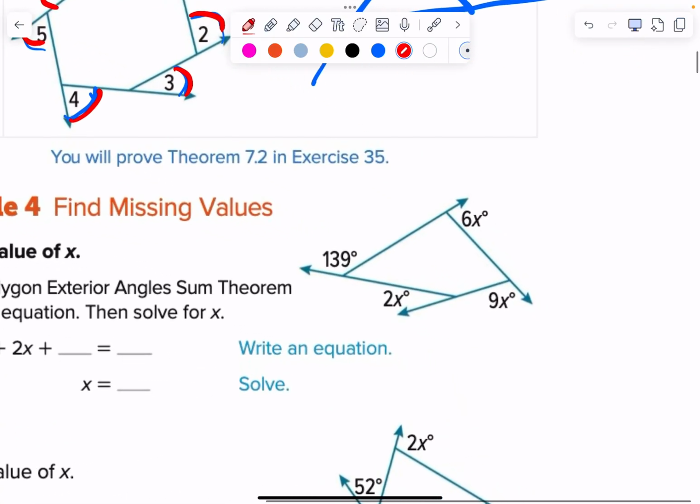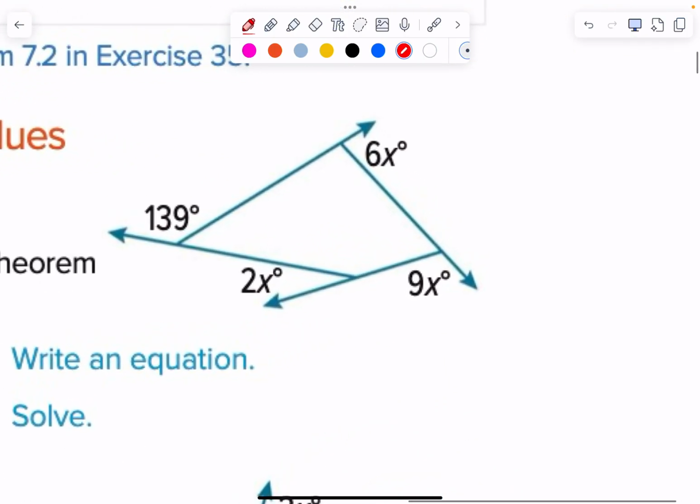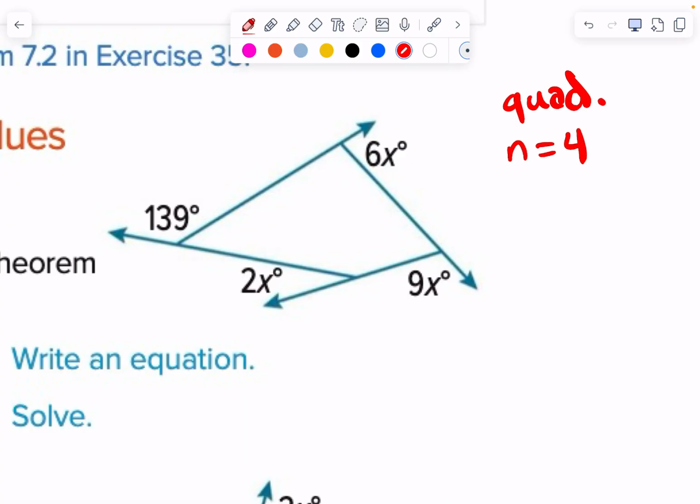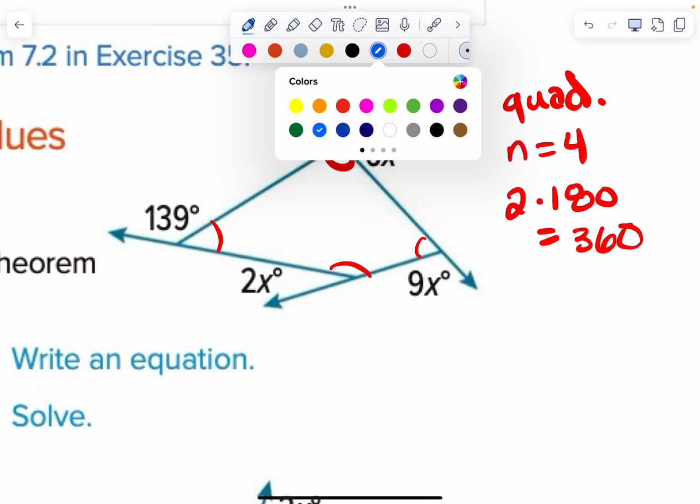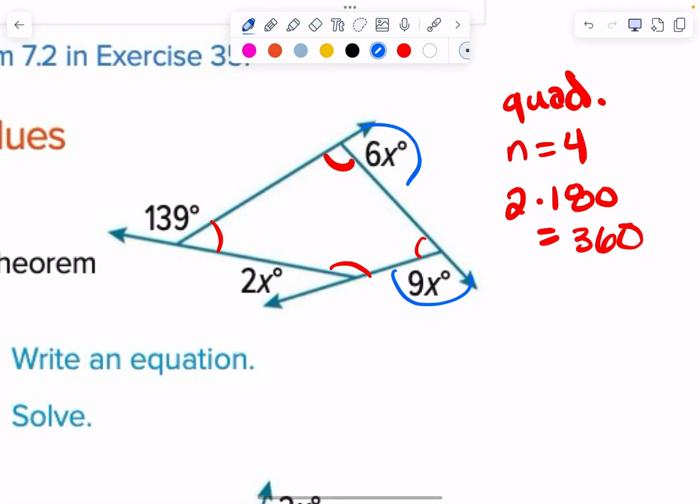Okay, so example 4. They give me this shape. This is a quadrilateral. Inside that quadrilateral, it has 4 sides, right? How many triangles will that 4-sided figure have? 2. And I take 2 times 180, and that is how much? 360. So all of these add up to be 360. Regardless of how many sides it has, though, the exterior angles are going to add up to be how much? 360. It's always 360, no matter what.